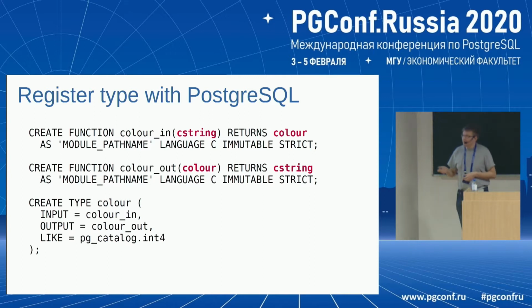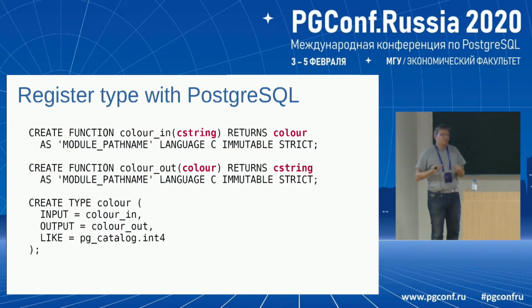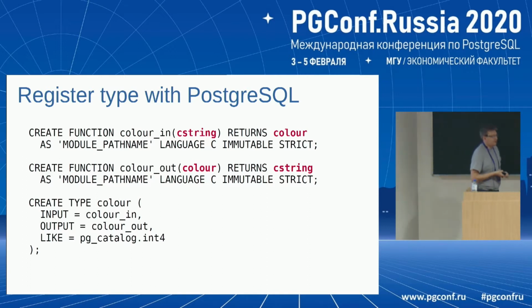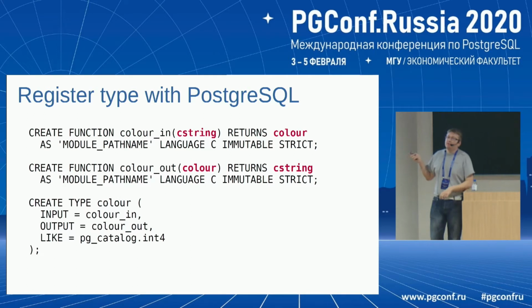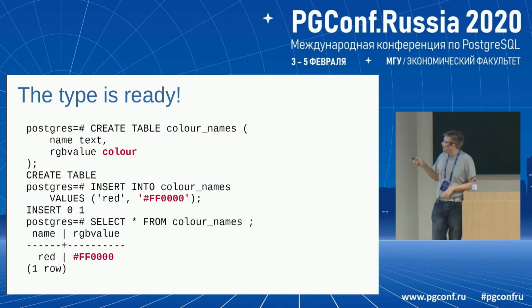And finally, we create the type. You tell it what the input and output functions are, and I'm going to use this LIKE shorthand, which tells it that it's going to copy a lot of stuff from the integer data type. I think I'm going to talk more about that later. So this is the bare minimum you have to do to create a new base type. And now you have a type.